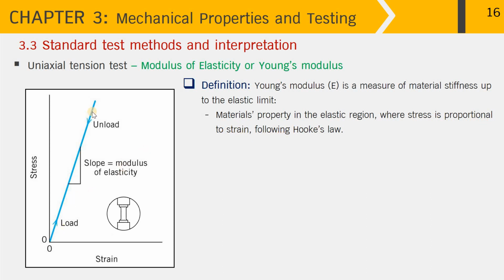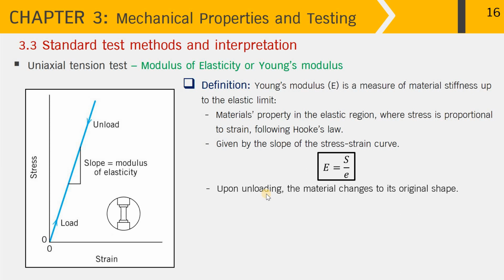Within this elastic region, the stress is proportional to the strain following Hooke's law. As you can see from the linear portion of the stress-strain graph here, when loading, the stress is proportional to the strain, giving the slope, the modulus of elasticity or Young's modulus, expressed by this equation, which is the stress over strain. But when we unload the sample, the material can return to its original shape. It means this elastic behavior is recoverable.